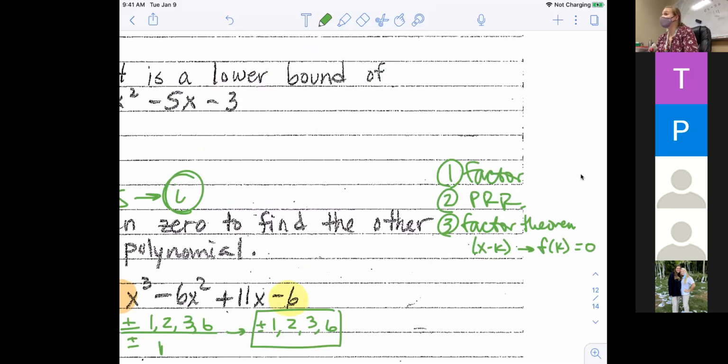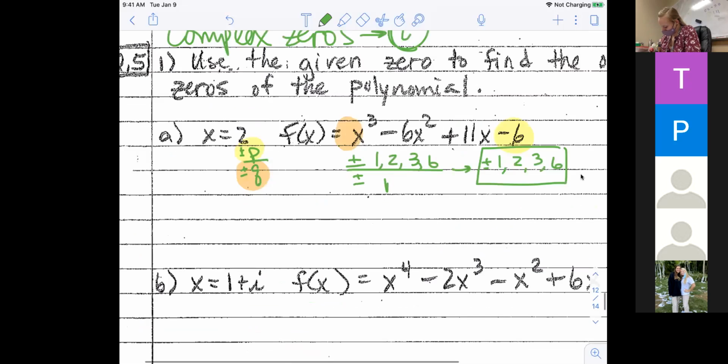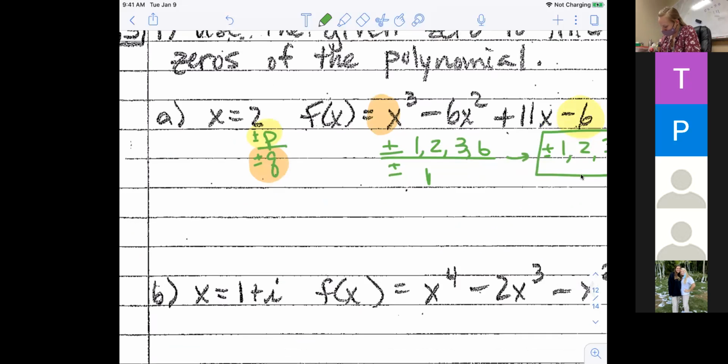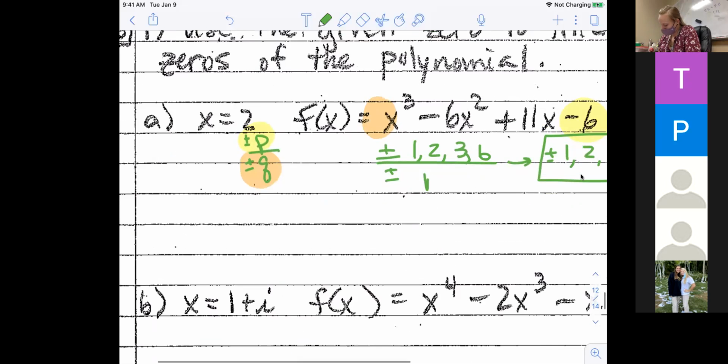So now we're doing some guess and check. Hint, I always start with the smallest number. Why would I go to 6 and cube 6 for no reason, right? Let's cube 1. That's way easier. So I'm going to do that off to the side. I'm hoping it'll be pretty quick, but I'm going to start with positive 1 and see what happens. So I plug 1 in, and I do 1 to the third minus 6 times 1 squared plus 11 times 1 minus 6.